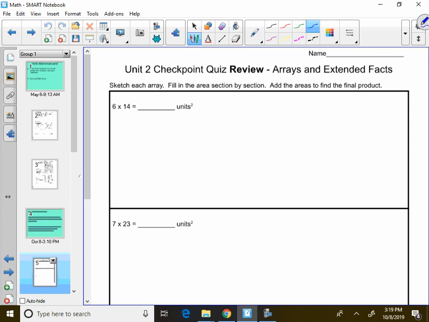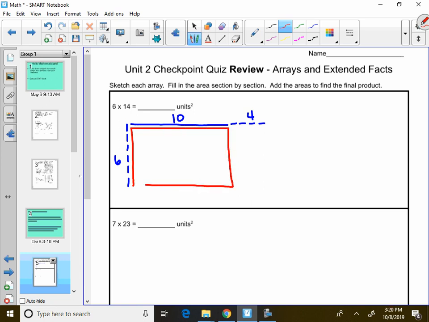So we're going to draw out each array and add the areas section by section to get the product, or the answer. 6 by 14, so we're going to make a length of 6 and a width of 14. And we're going to find the area of each section. 6 by 10 equals 60. And 6 by 4 equals 24. And if we add those two areas together, we get our final answer of 84 square units.